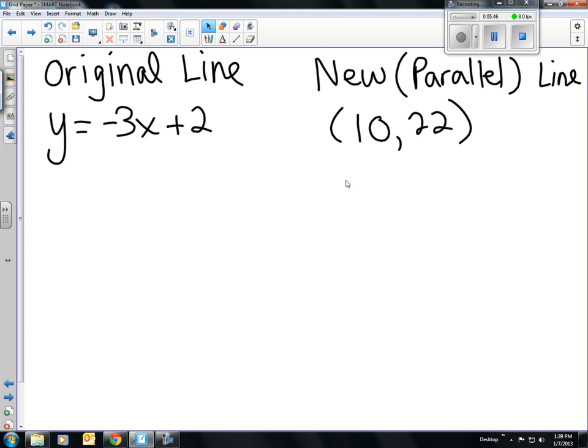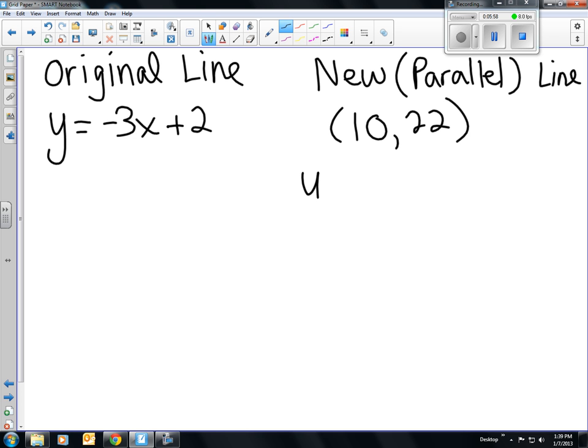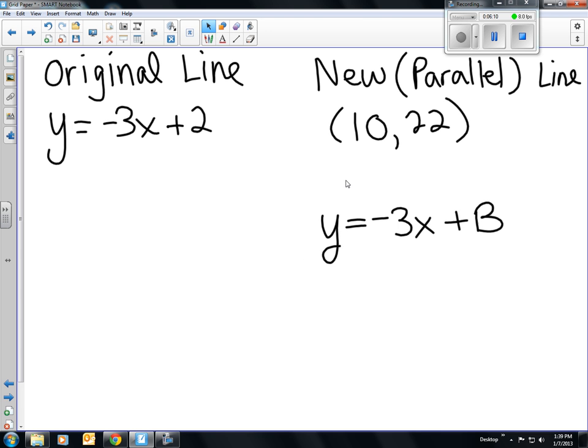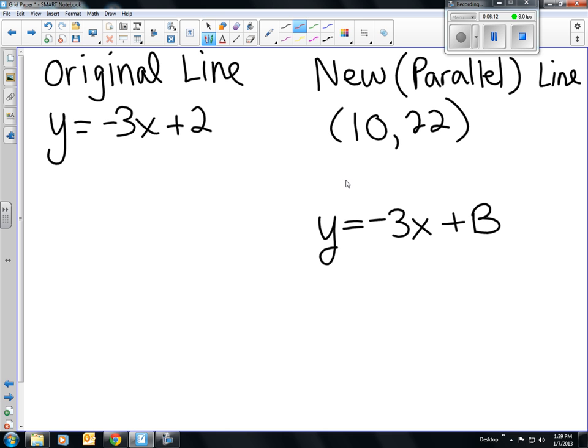So here we know the original line was y equals negative 3x plus 2. And we know the new line is passing through the point 10, 22. So we also know, though, that the new line is going to have the same slope as the original. So we can say it's going to be negative 3x. And then we don't know what b is quite yet. So we're going to just leave b as a variable also. And if we look at that point that we're given, this is an x-coordinate and this is a y-coordinate that we can use to plug into the equation. X here and then y here.